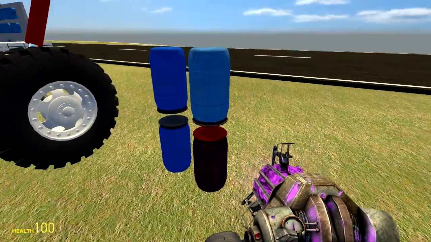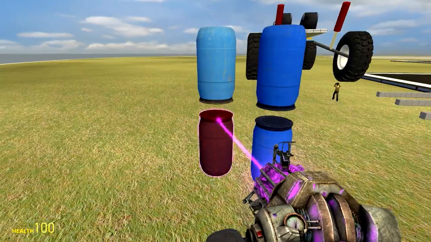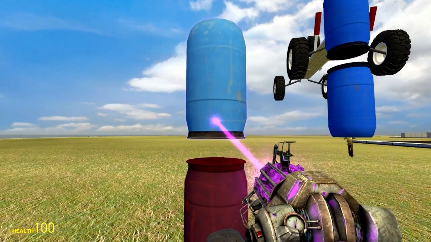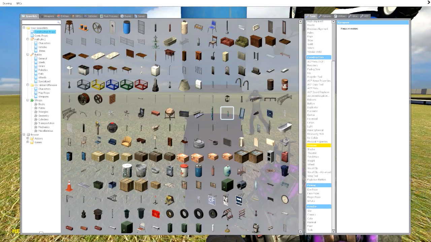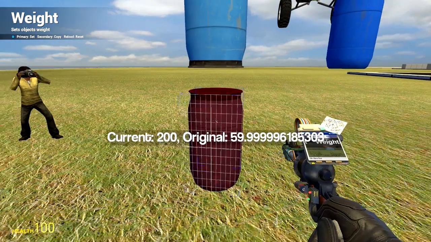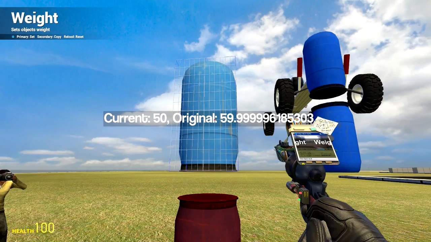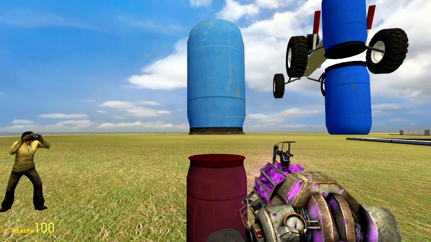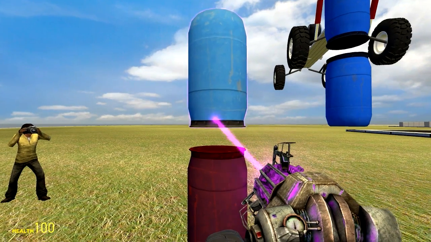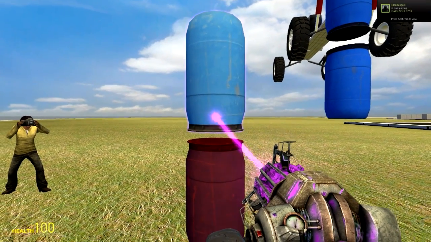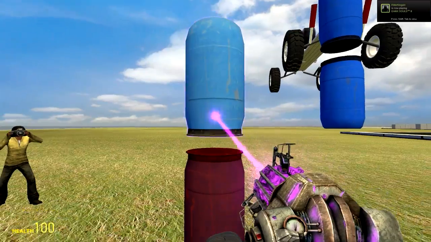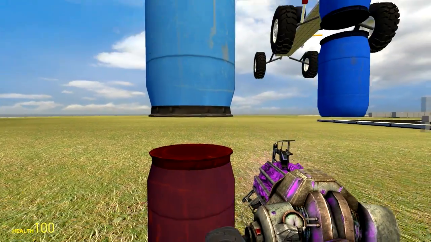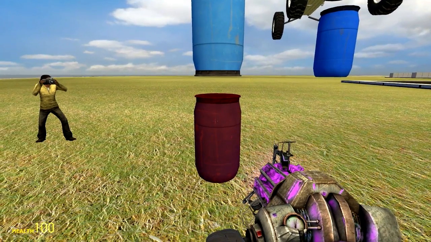Alright, so here I have a pretty simple example. The red barrel is heavy and the blue barrel is light. Now you can see the red barrel, let me get out my weight tool here, weighs 200 and the blue barrel weighs 50. If I move this blue barrel, you can see it's pretty stiff. And this is because a prop that weighs more will affect a prop that weighs less and make it stiffer.